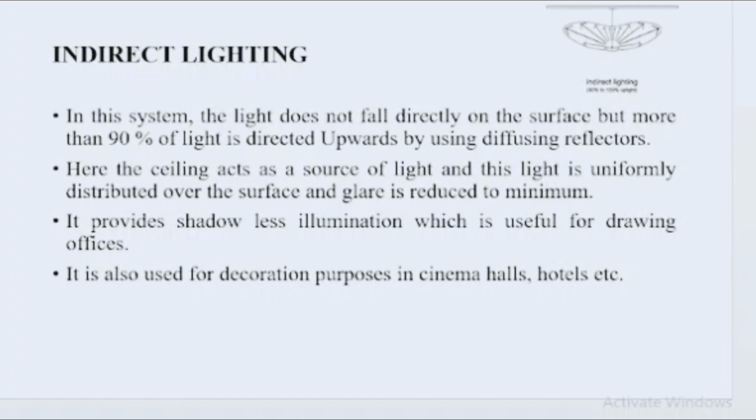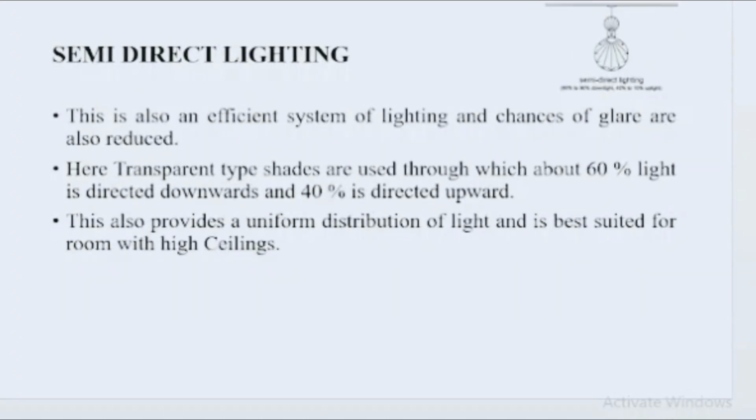Next one is semi-direct lighting. Semi means half. Half will be upwards and half will be downwards. In the same way, this is an efficient system of lighting, and chances of glare are also reduced, because if 100% falls downwards, we are experiencing 100% brightness. If it is 50-50, then why will we be experiencing glare? We can think that it's reduced, right?